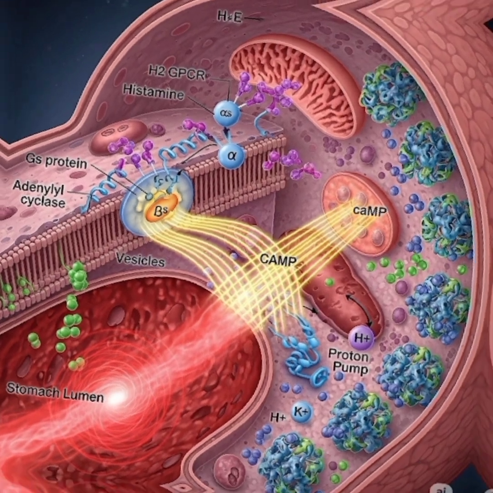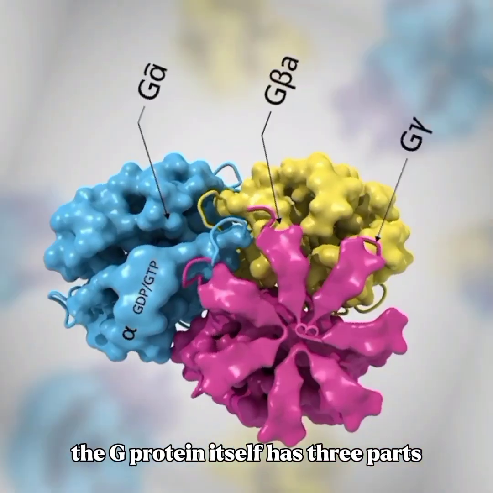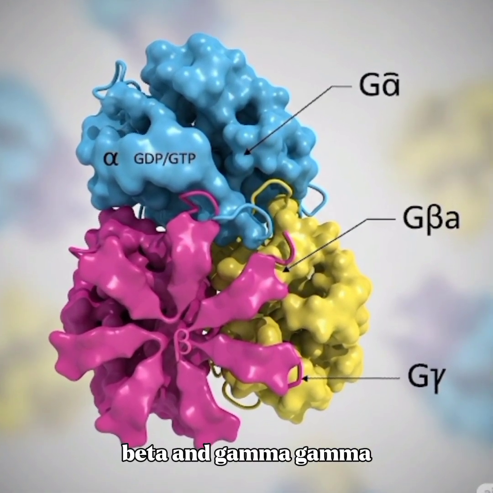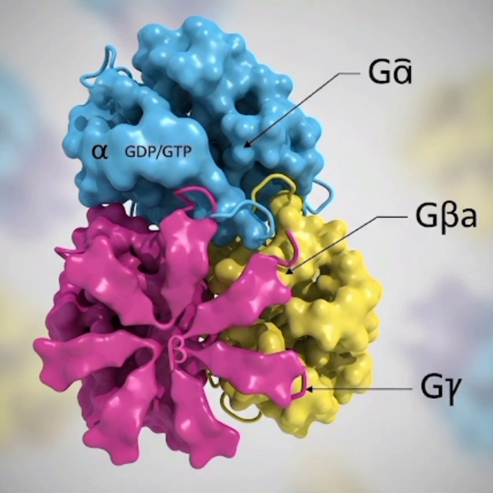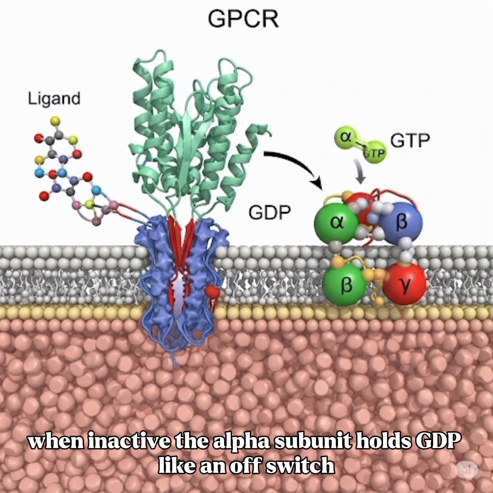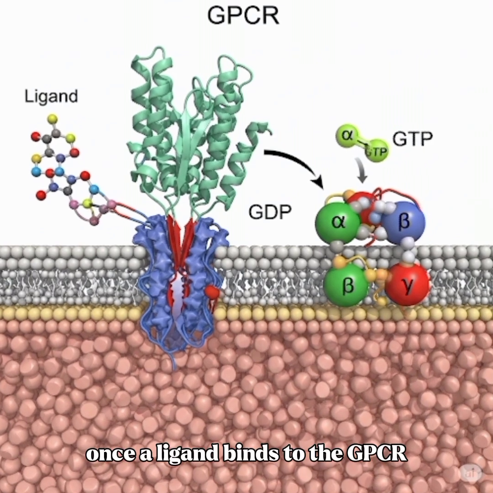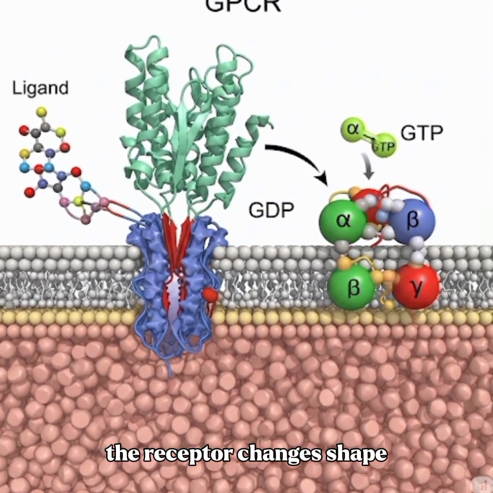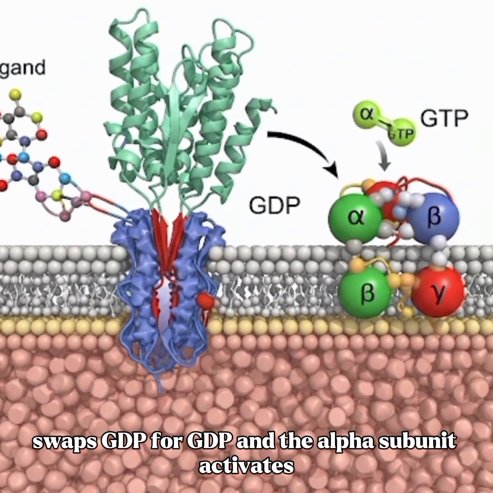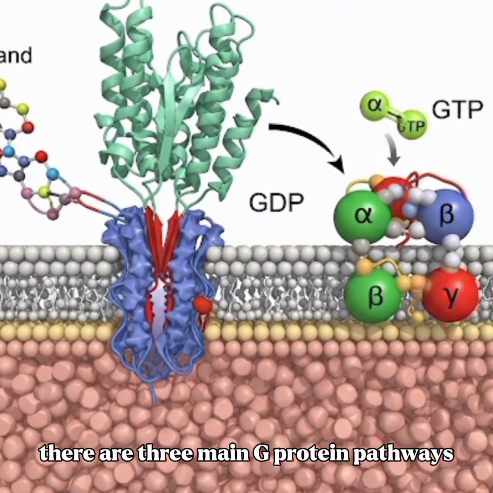The G protein itself has 3 parts: alpha, beta, and gamma. When inactive, the alpha subunit holds GDP like an off switch. Once a ligand binds to the GPCR, the receptor changes shape, swaps GDP for GTP, and the alpha subunit activates. There are 3 main G protein pathways.